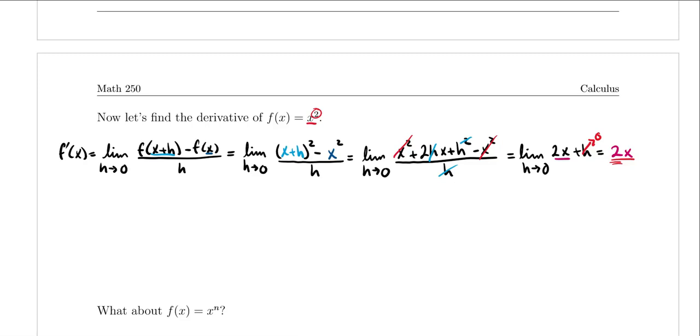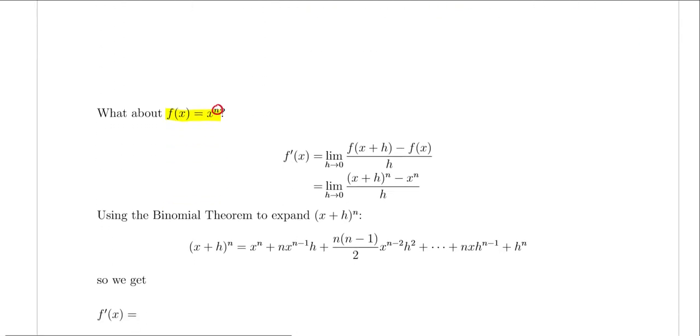What if we wanted to figure out the derivative for the function f of x equals x to the n, where the n here is just any power? Well, if we went ahead and used the limit definition of the derivative, then we would have been left with the following formula. The limit as h approaches 0 for x plus h raised to the n power minus x to the n all over h.